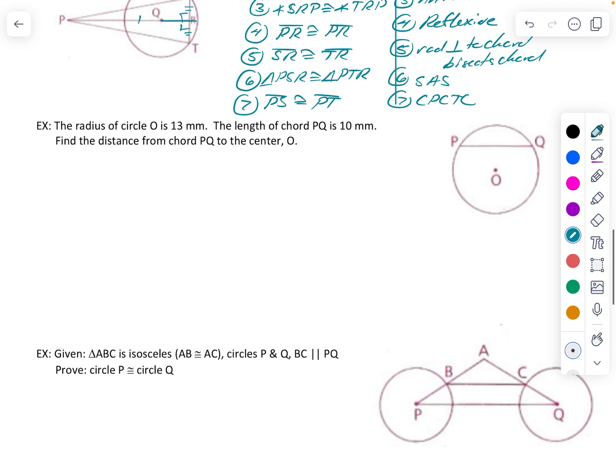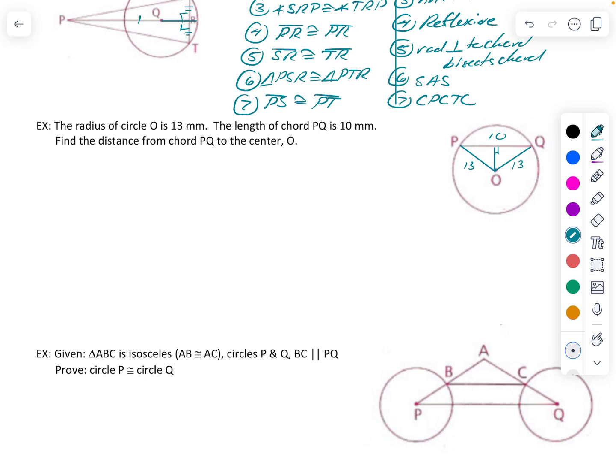Next, we have our circle. The radius is 13. So anytime you're given a radius, you're going to want to draw that in. So I'm going to draw them both in here. There we go. So those are both radii, and they're both 13. It says that the length of the chord here is 10. We want to find the distance from the chord to the center. So I'm going to draw that in here.